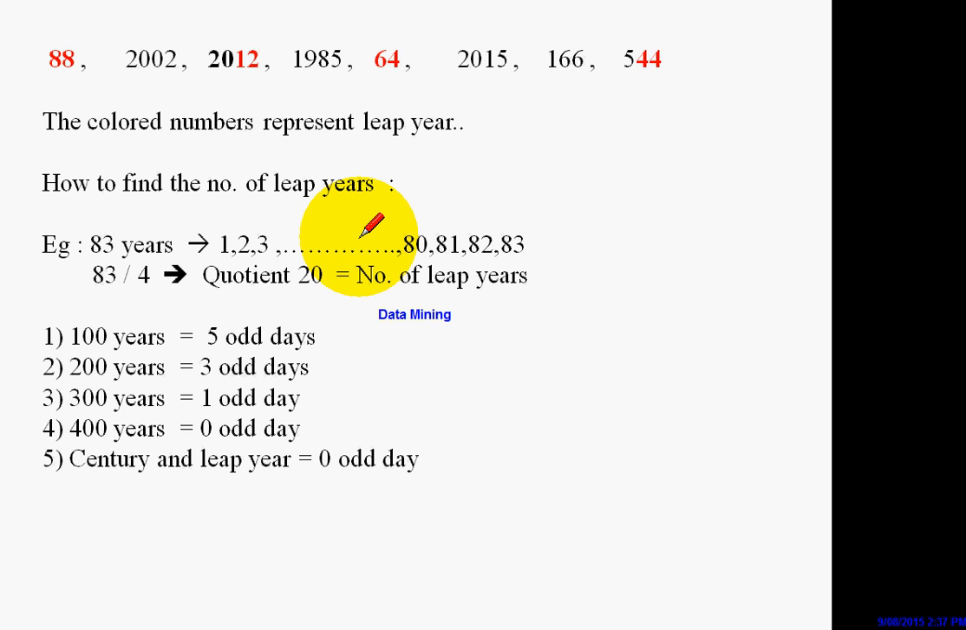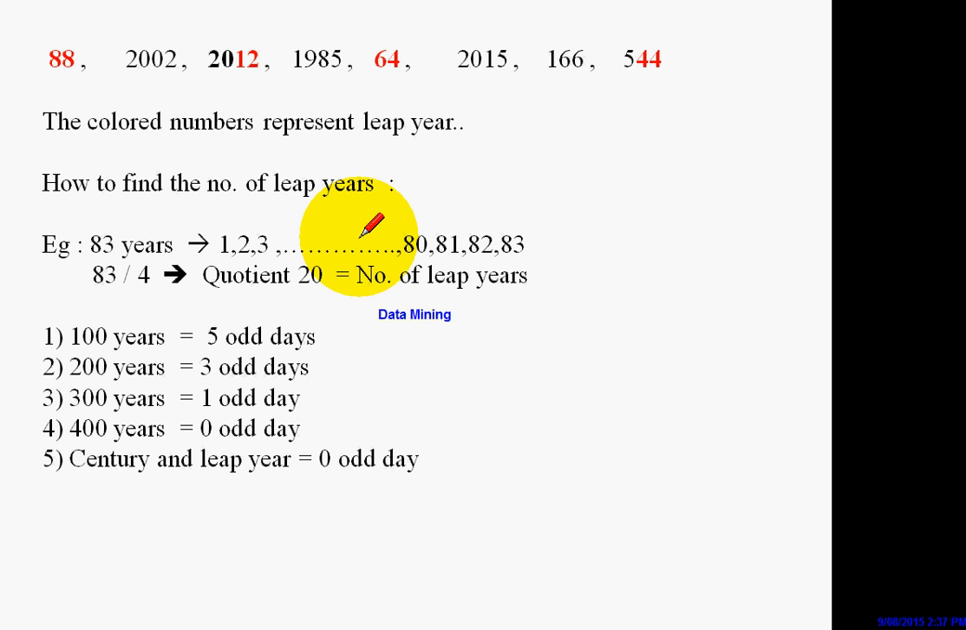Very basic is odd days, that is the extra days or the days which are left out of the week. They are termed as odd days, isn't it? So if there exist 100 years, how many odd days will be there? They have given that 5 odd days. I'll give you a clear-cut explanation for these odd days in the forthcoming slides.